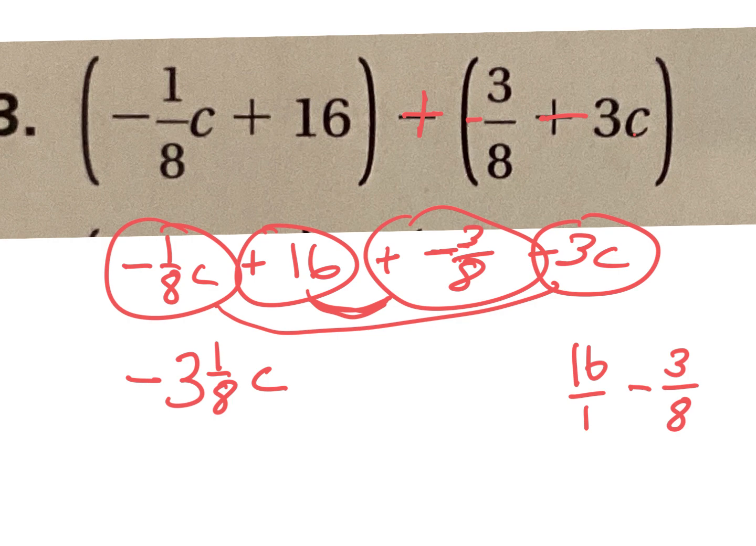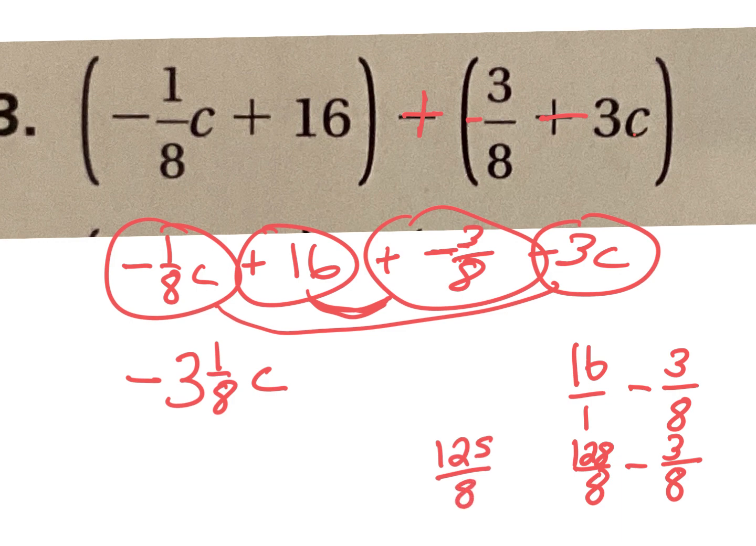Let's make this into 8. That's still going to be 3/8. So then I just have to go 16 times 8, 128. And then I'm going to do 128 minus 3 equals 125 over 8.